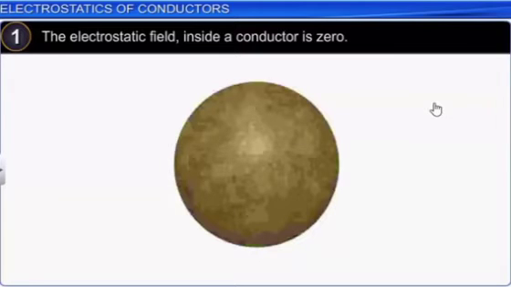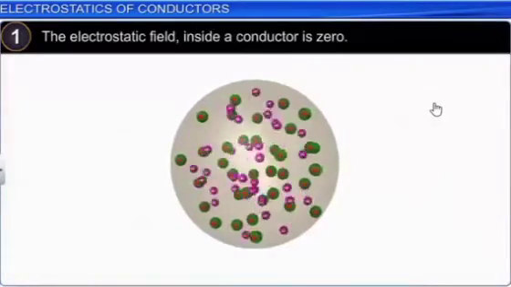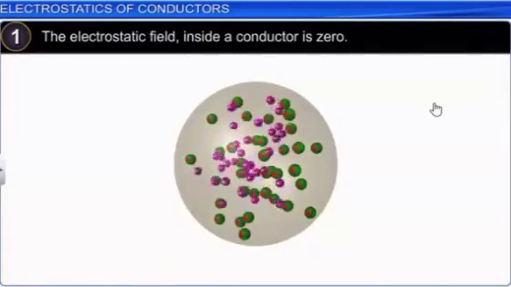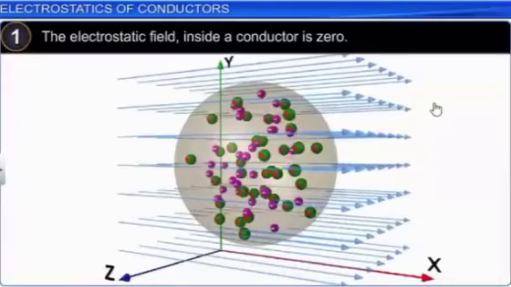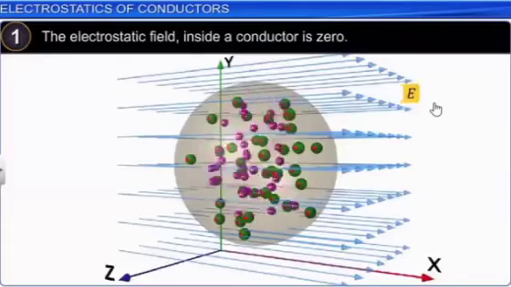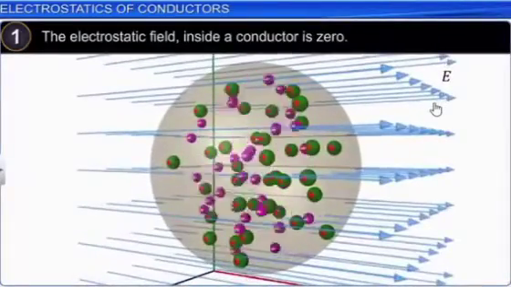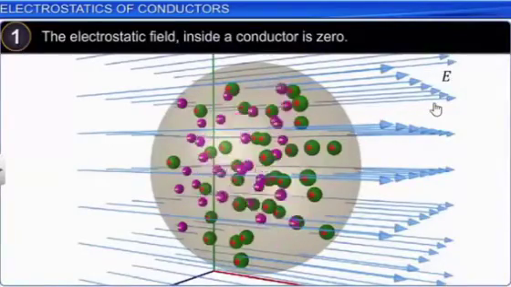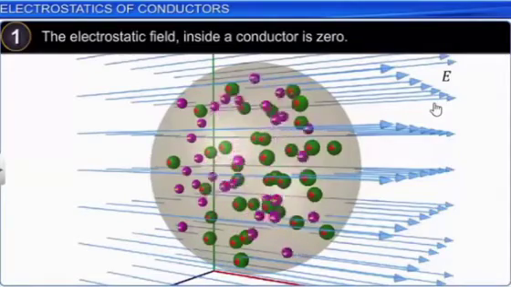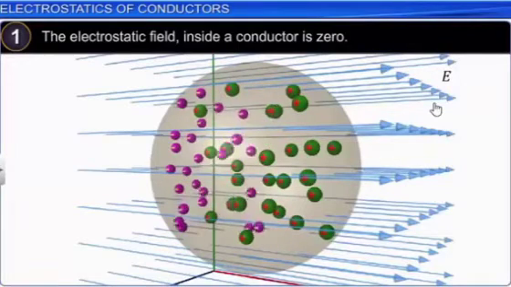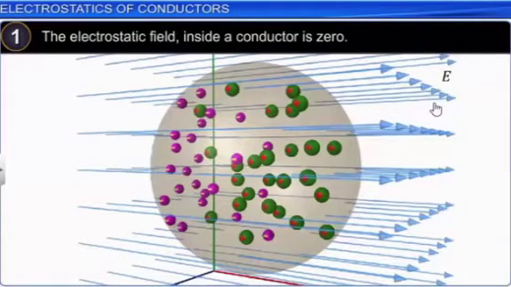One, electric field inside a conductor is zero. Consider a conductor whose free electrons are distributed uniformly throughout. Let us now place this conductor in a uniform external electric field of strength E directed towards the positive x-axis. When the external electric field is applied, the free electrons in the conductor accelerate towards the left. This causes a plane of negative charge to be present on the left surface. This, in turn, causes a plane of positive charge to be present on the right surface.